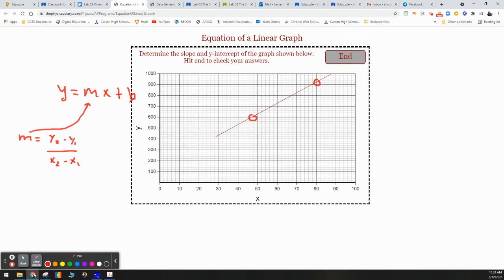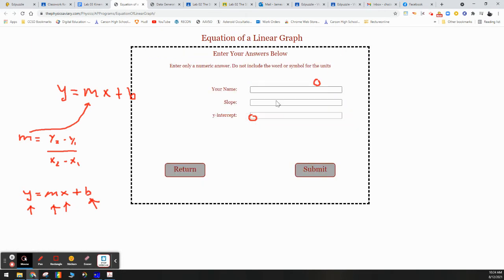Now we've got to find the y-intercept. To find the y-intercept, we're still going to use y is equal to mx plus b. Here are 2 points; choose either point, put the y coordinate in there, put the x coordinate, and put in the slope that you just found. Now we can solve for b, and that's what we want to do. Once we do that, I would click end, put my name, the slope, and the y-intercept, hit submit, and we're good to go.